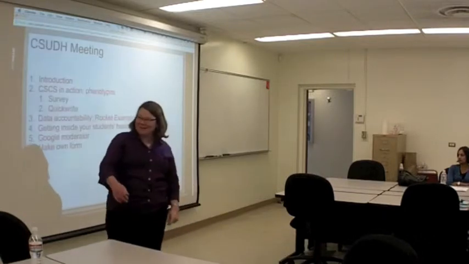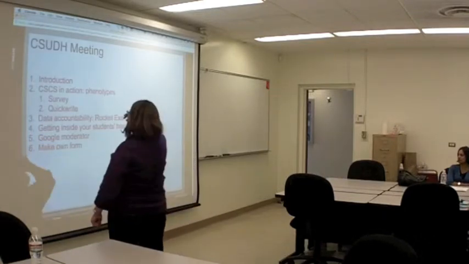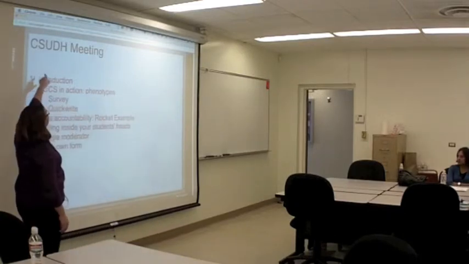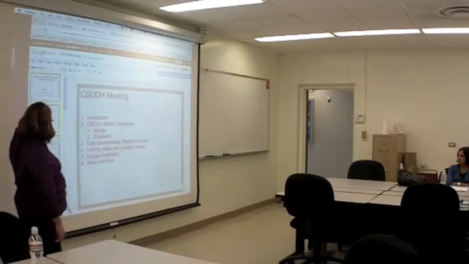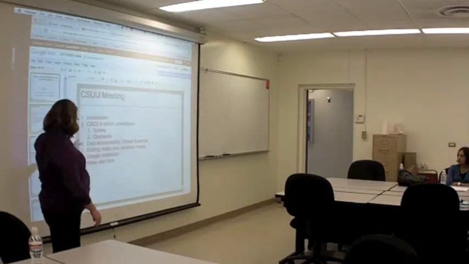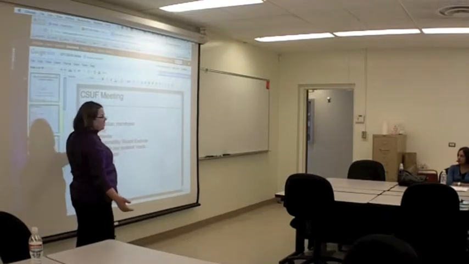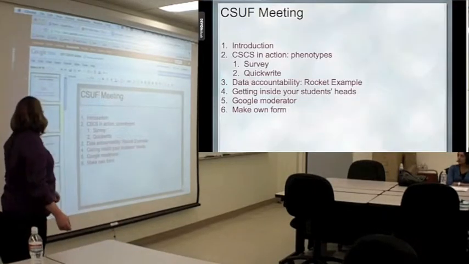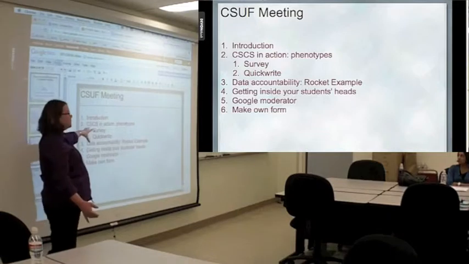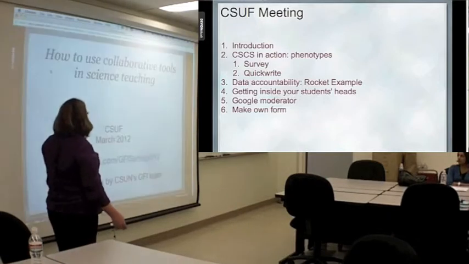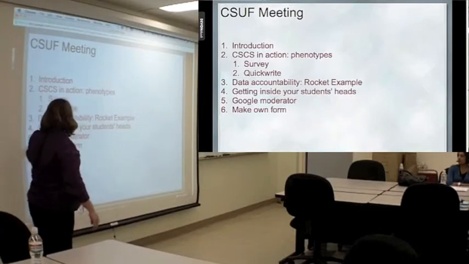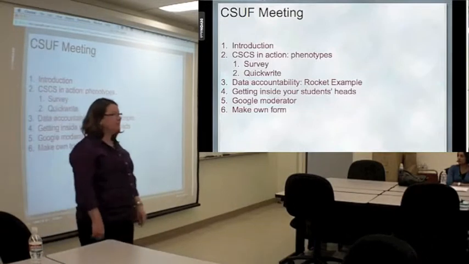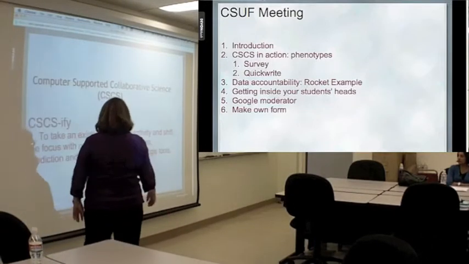I'm waiting for you. Oh, sorry. That's our overview. So this is our overview, and we're not at DH, we're at F, but we can change that really quickly on the spot. So we introduced ourselves. We're going to talk a little bit about CSCS, and then do an actual survey on Quickwrites, and then talk about data accountability, getting inside students' heads, and that'll become clear when we get to that. And we're also going to use Google Moderator today. And then we're hoping to have you make your own form.